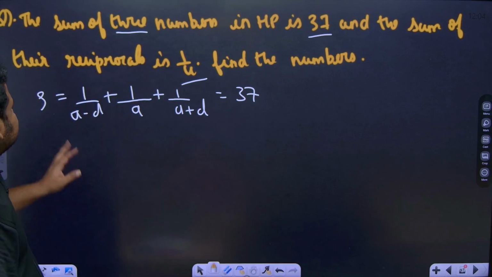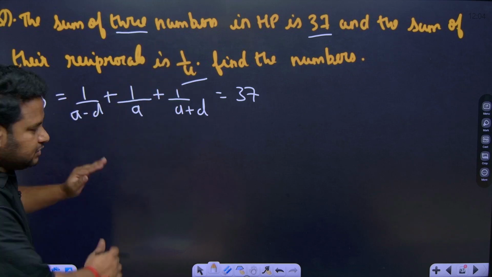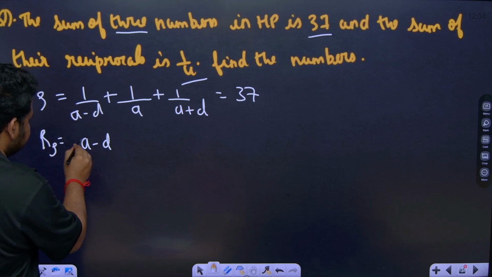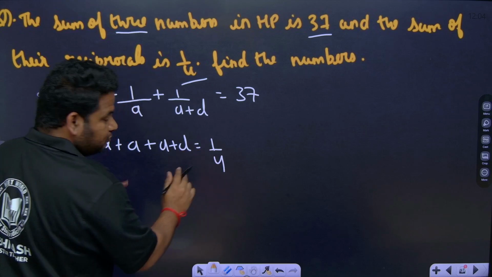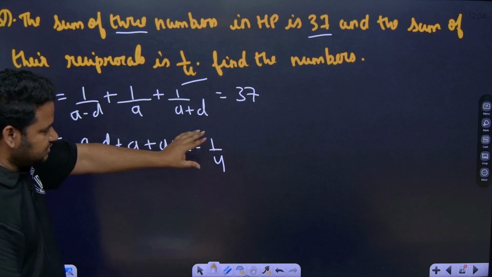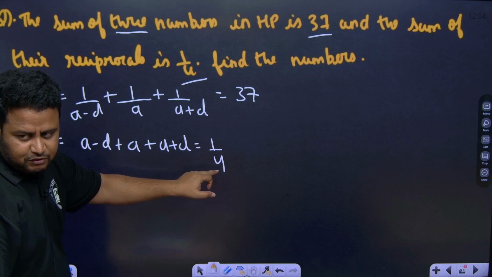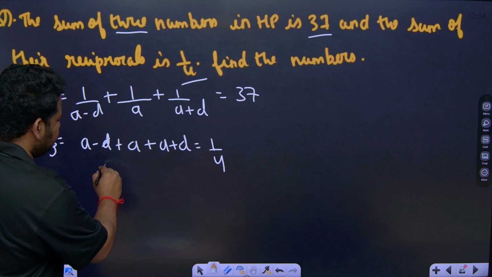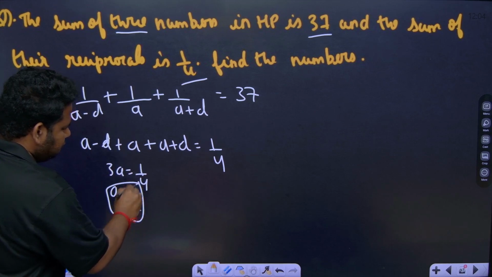Now they are telling the sum of their reciprocals is 1 by 4. So this is in HP, and its reciprocal sum, a minus d plus a plus d plus a, is equal to 1 by 4. You should not change what they have given. This will be 1 by 4 only, not 4. The d's cancel. 3a is equal to 1 by 4, so a is equal to 1 by 12.